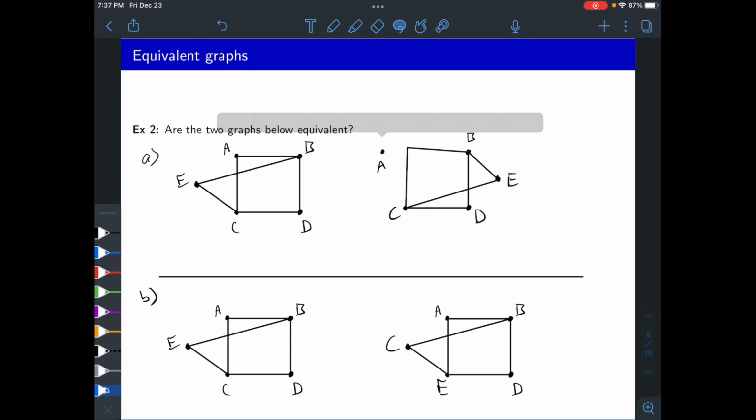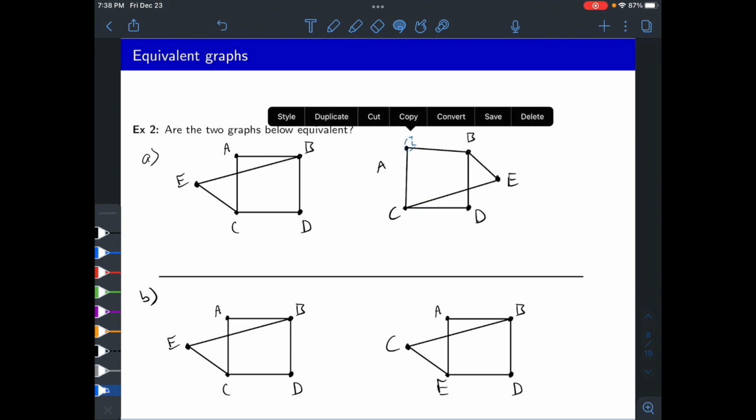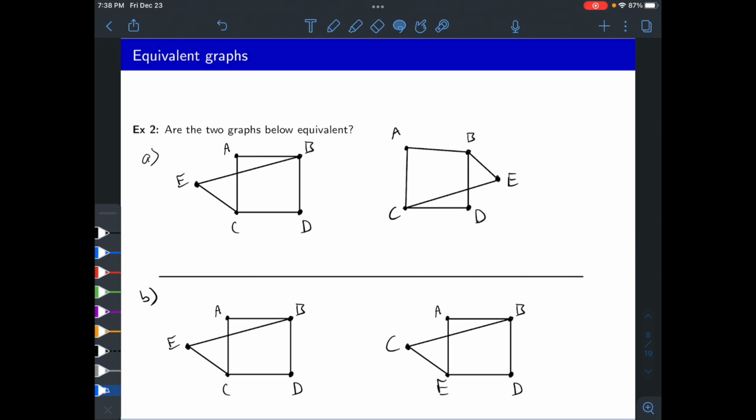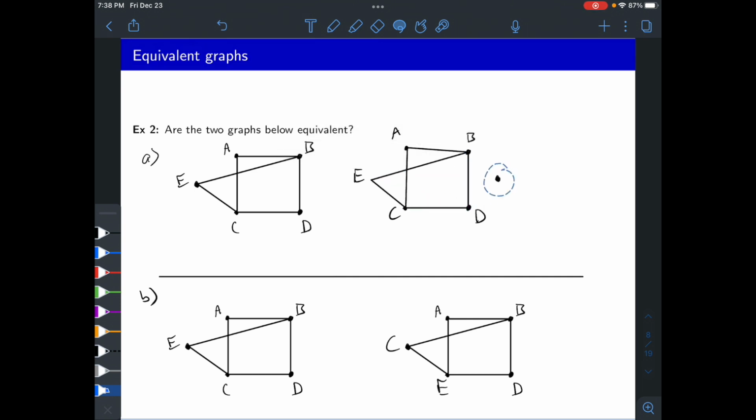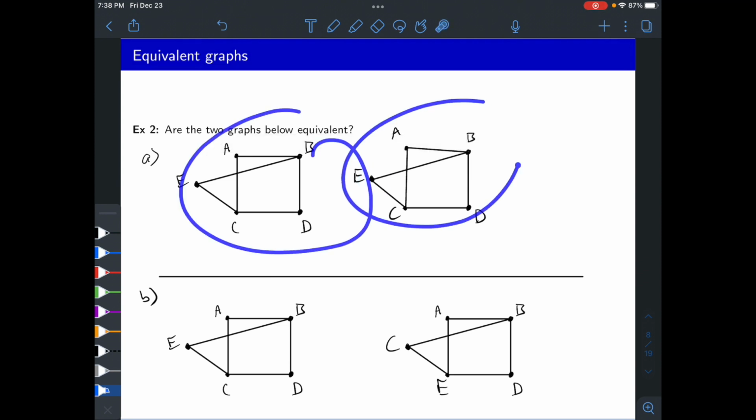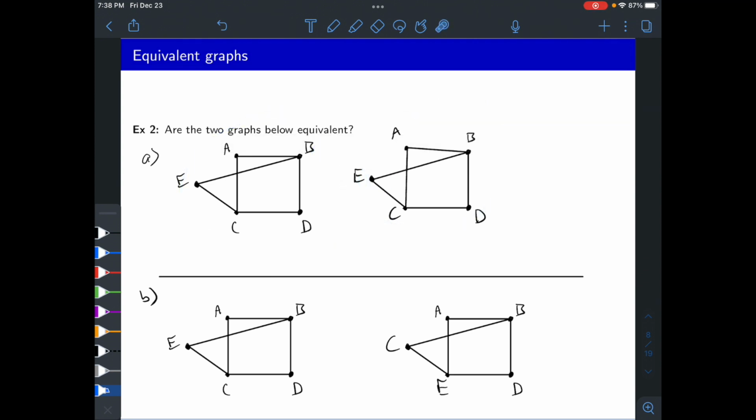I could also just mess around with the picture a little bit to make them look identical. Here I'm just moving stuff around, and then let's move the vertex E all the way over here. So grab that and move that over here, and now, bam, we get something that looks completely identical.